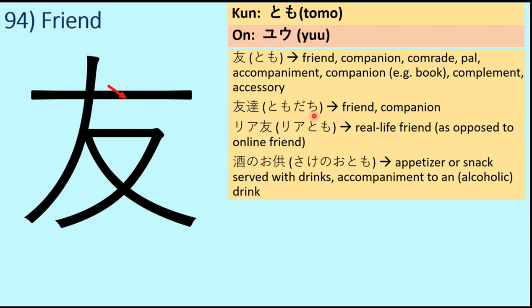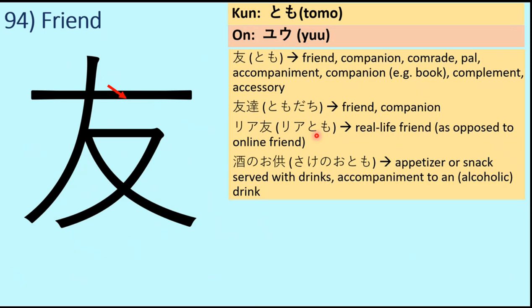Similarly, tomodachi doesn't mean that there are several friends, but among several people, one of them is your friend or tomo. That is the meaning here. So tomo and tomodachi both mean friend. It may be one friend, it may be many friends. Then we have Ria Tomo. As you can see, Ria is written in katakana, which means it's an English word, which is nothing but real. So Ria Tomo means real life friend as opposed to online friend.